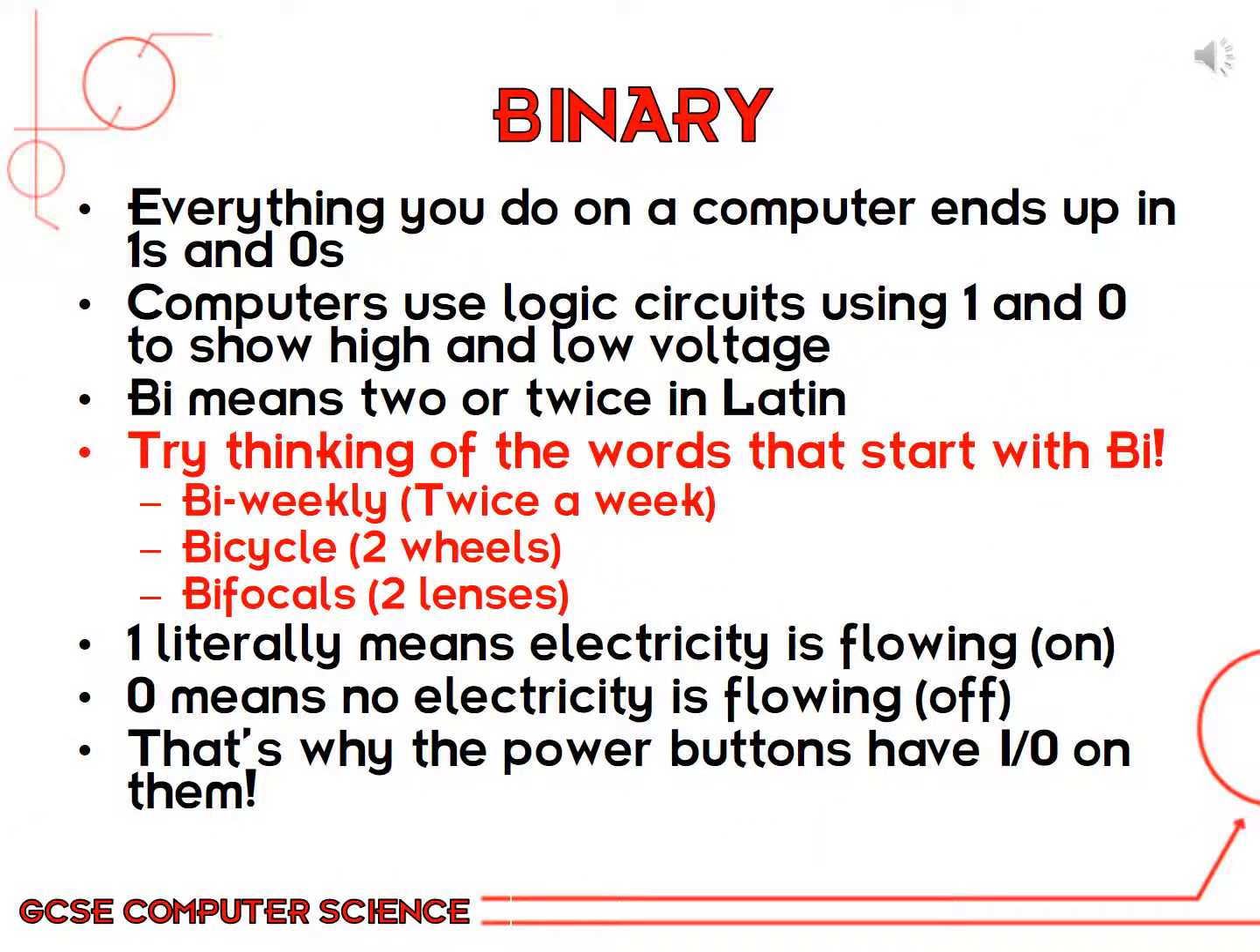The strangest thing about computer science is trying to get your head around how every single thing a computer does is in binary. Everything it sees is in ones and zeros. So computers use logic circuits using a 1 and 0 as the only two options to show whether it's high or low voltage. So in other words, whether electricity is flowing or electricity is not flowing. That's why you see power buttons on devices with a 1/0 on it, as in on or off.